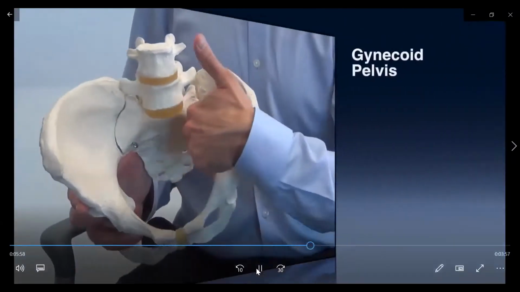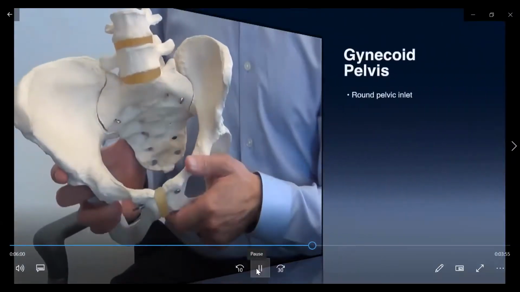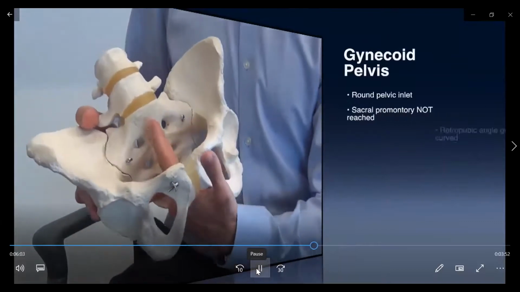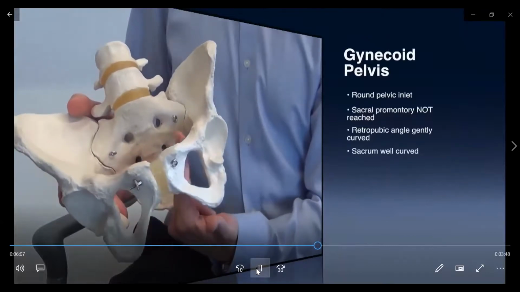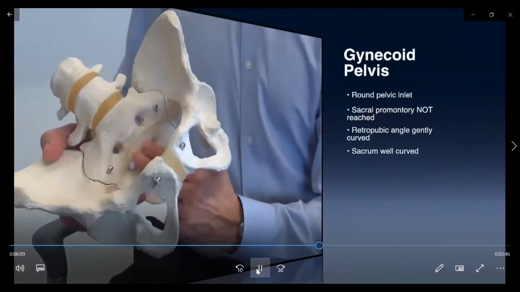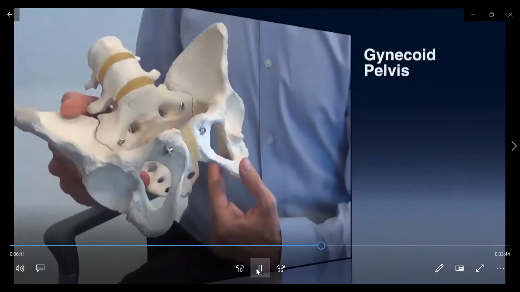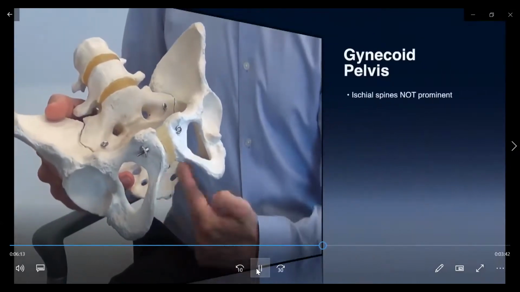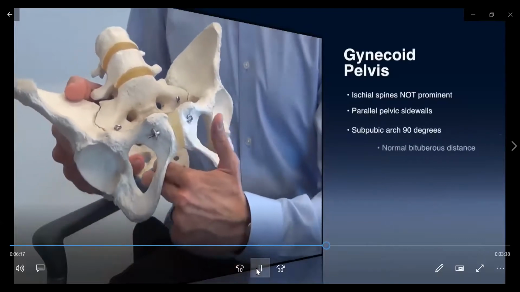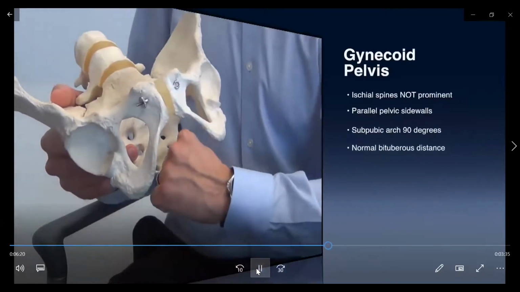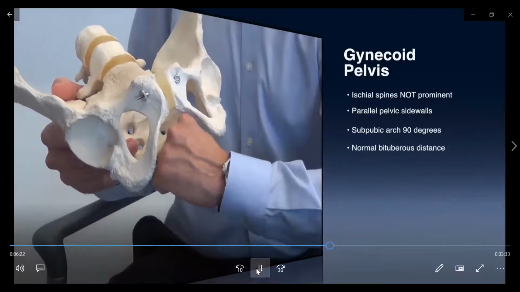On clinical pelvimetry, the round pelvic inlet of the gynecoid pelvis is associated with a sacral promontory that is not reached. The sacrum is longer. The ischial spines are not prominent. The pelvic sidewalls are parallel. The subpubic arch approaches 90 degrees, and the bispinous diameter is normally greater than 10 centimeters.